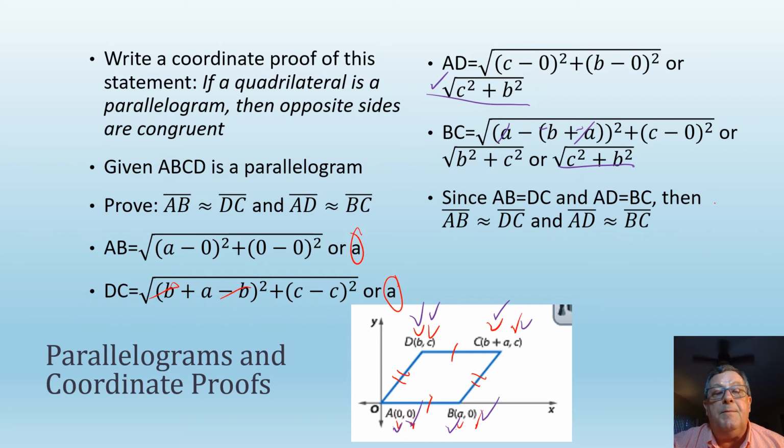So since AB, which is A, equals DC, which is also A, and AD, which the distance of that is the square root of C squared plus B squared, equals BC, which that distance is also the square root of C squared plus B squared, then segment AB is congruent to DC, and segment AD is congruent to BC.